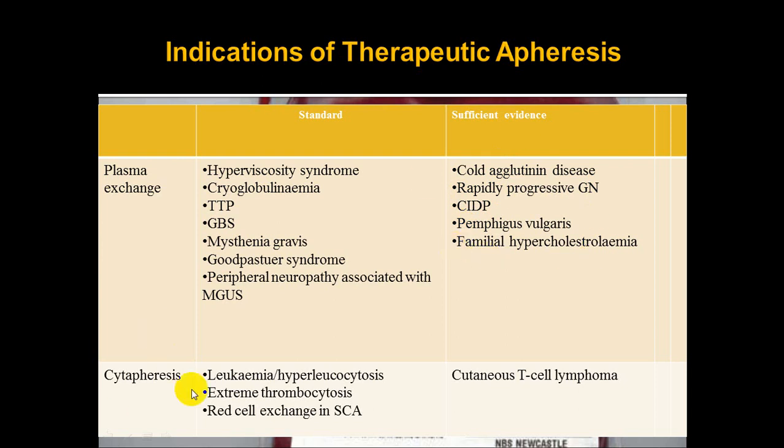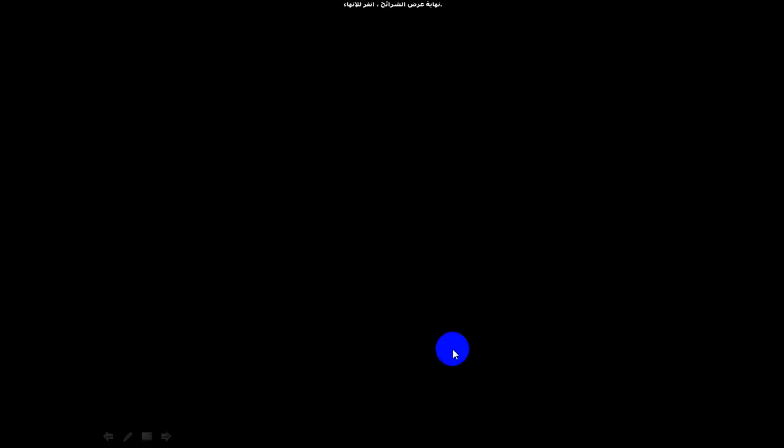What about cytapheresis? Whenever you have a high white blood cell count causing hyperviscosity syndrome, cytapheresis is used in leukemia with hyperviscosity, extreme thrombocytosis with platelet count more than 1 million, red cell exchange in sickle cell anemia to decrease sickle crisis, and cutaneous T-cell lymphoma. Thank you very much.